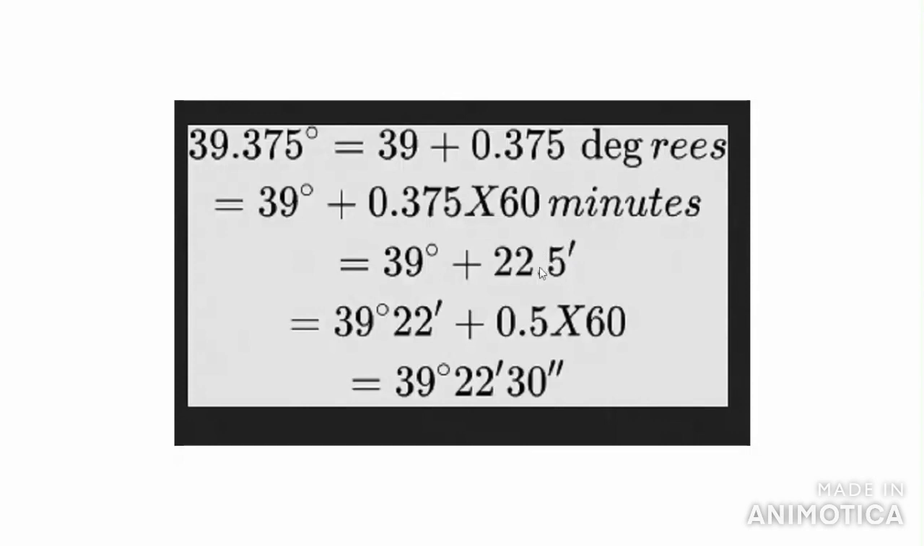And this 0.5 minutes can be expressed in terms of seconds. And this is equal to 39 degree, 22 minutes plus 0.5 into 60. 0.5 into 60 is equal to 30 seconds. We will have 39 degree, 22 minutes, 30 seconds.